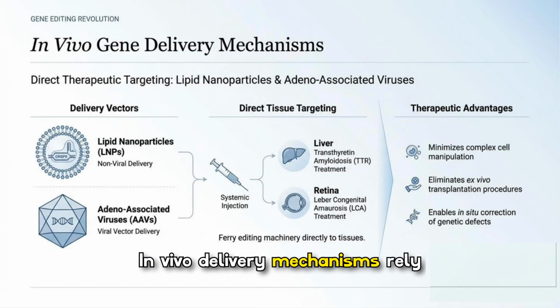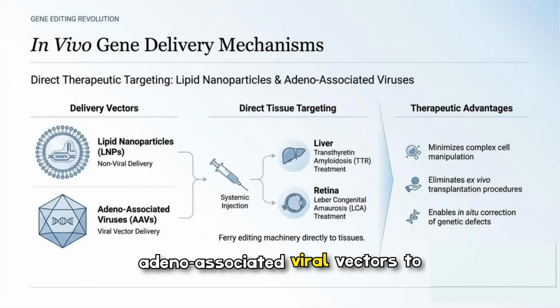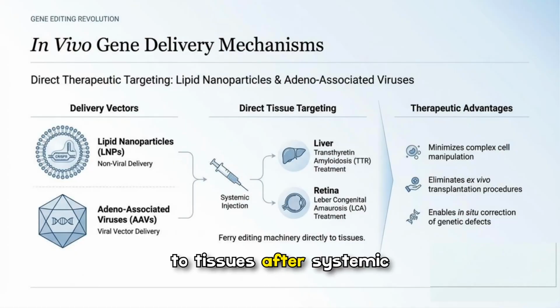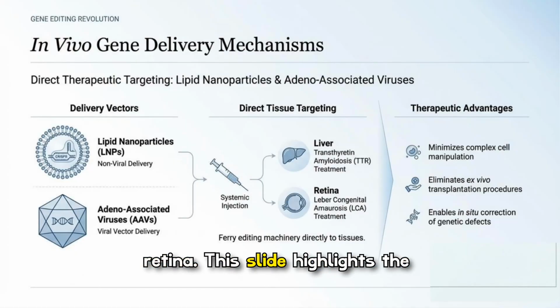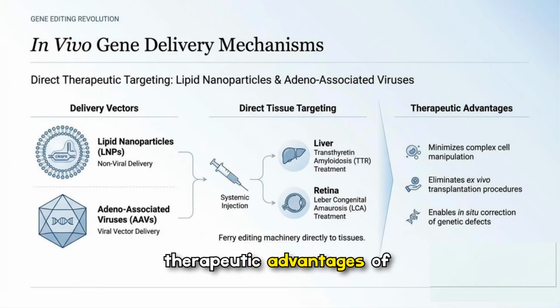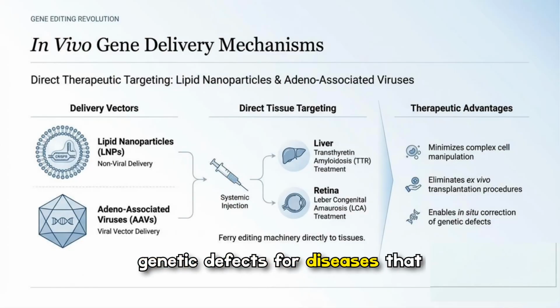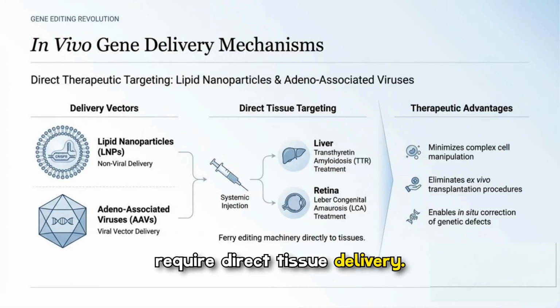In vivo delivery mechanisms rely on lipid nanoparticles and adeno-associated viral vectors to ferry editing machinery directly to tissues after systemic injection, with clear examples targeting the liver and the retina. This slide highlights the therapeutic advantages of minimizing complex cell manipulation, eliminating some transplantation procedures, and enabling in situ correction of genetic defects for diseases that require direct tissue delivery.